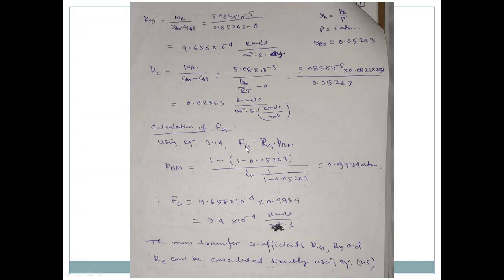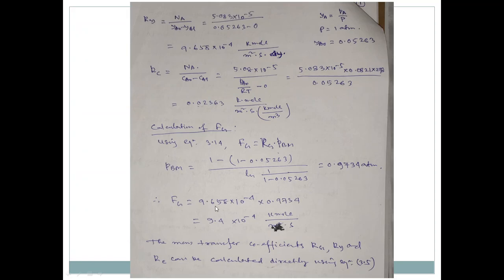Now Fg equal to Kg into ppm. We know this one already, we did it given. So ppm equal to... Pb is 1, and when Pl equal to 0, then Pb equal to P, that is 1, and when Pb is equal to Pl, then 1 minus this. So this minus this by ln this. So this will be ppm, which will be 9734 atmosphere.